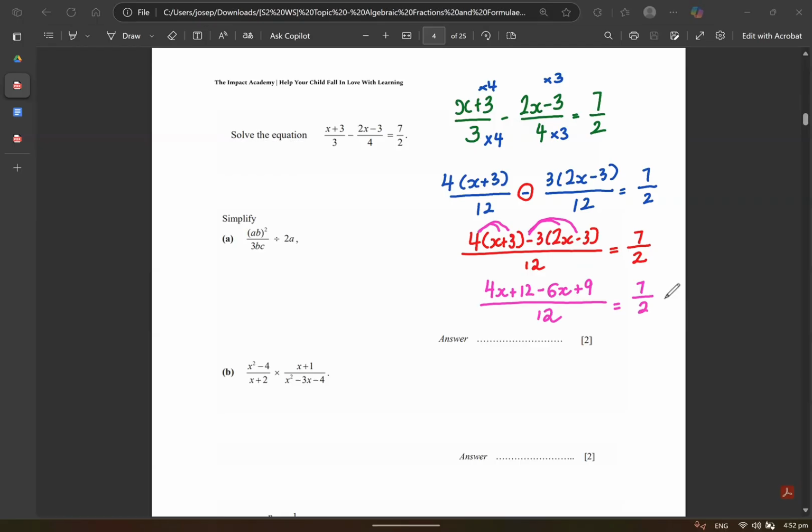Now, of course, from here itself, you want to make sure the x and the x sit together. Okay, same family sit together. Are you with me? Over 12 equals 7 over 2. What are you going to do next? 4x minus 6x.